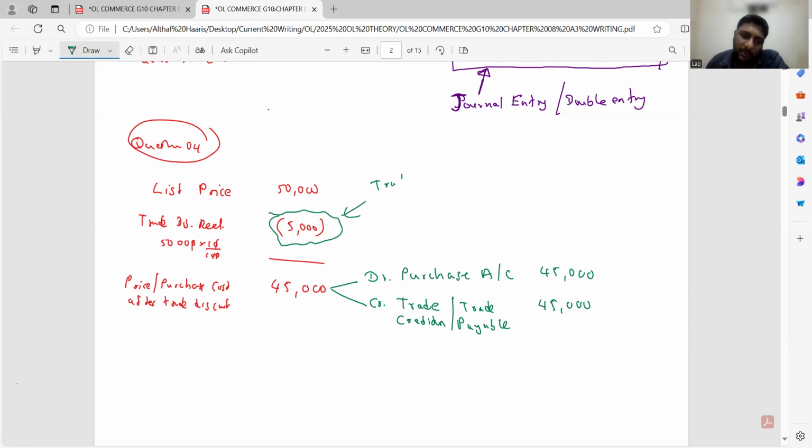Trade discounts are not recorded in the double entry system.